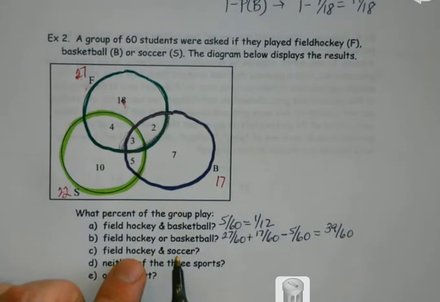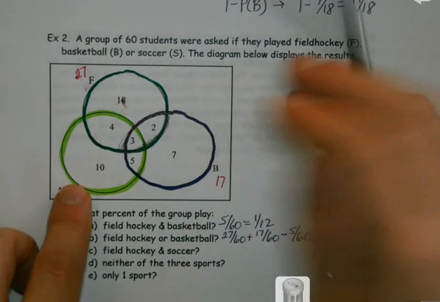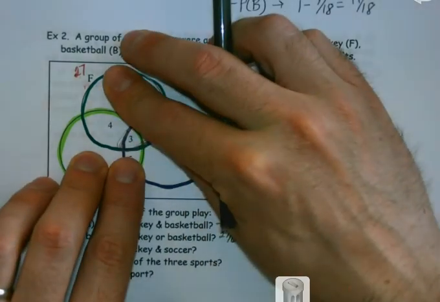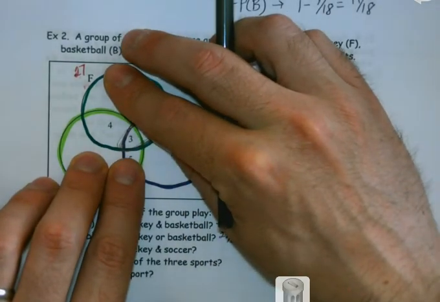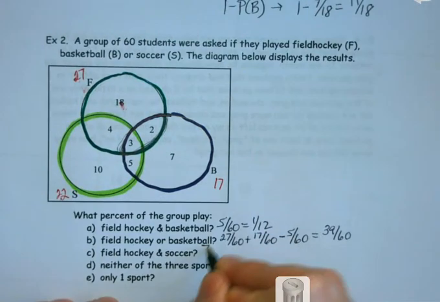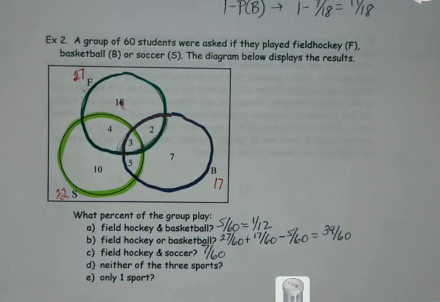How many played field hockey and soccer? 7. Because there's my overlap with my 2 green circles. So 7 out of 60. And how many played none of the sports? 11 out of 60.